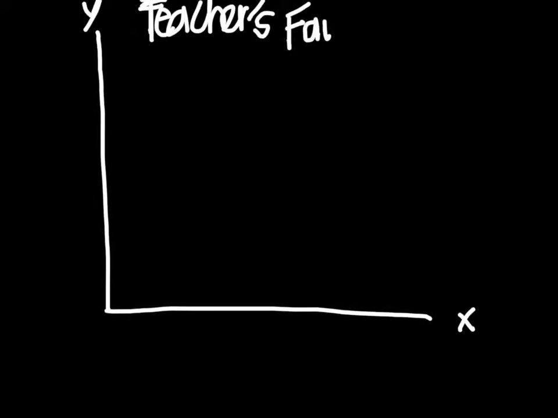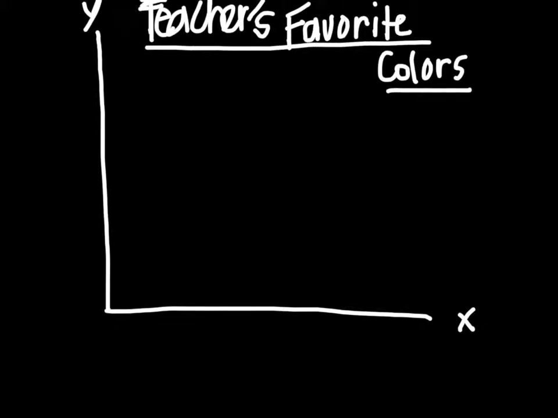Okay, so the first thing you're going to want to do when making your own chart is make your y-axis and your x-axis. So this is my y and this is my x. And then you're also going to want your title. The title of this graph is going to be teachers' favorite colors. And remember, with titles, just like titles of books, we want to make sure they're capitalized. Our interval is over here.